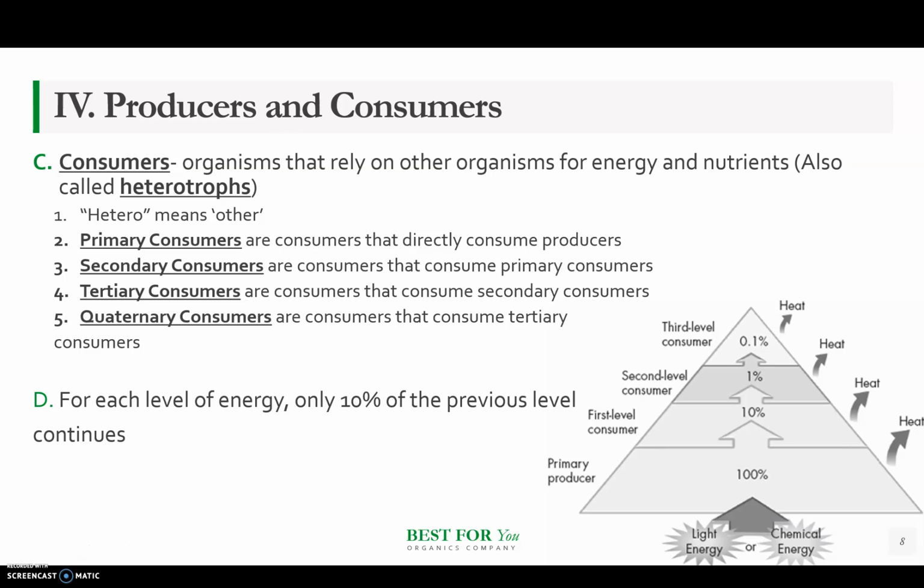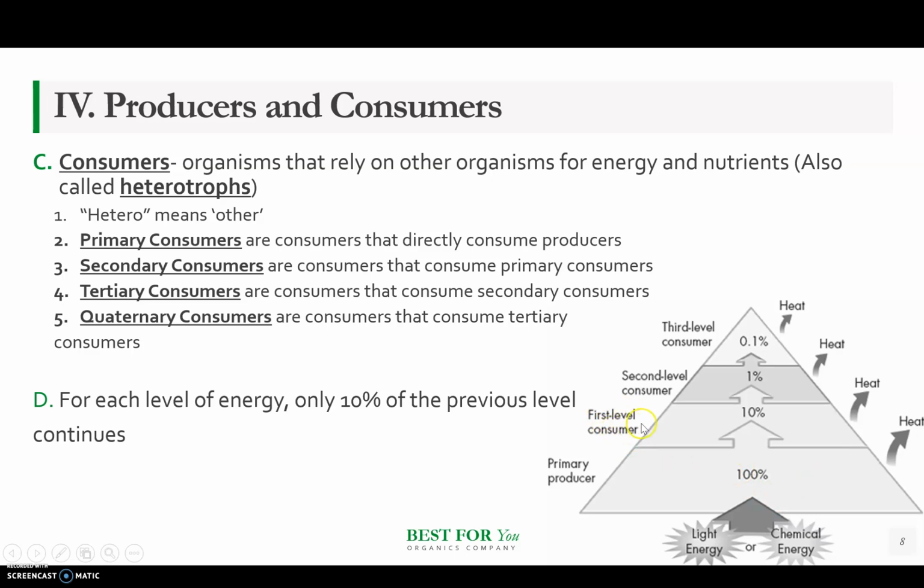Consumers, on the other hand, these guys are also called heterotrophs. Hetero means other, so this literally translates to other food. Consumers are going to be organisms that consume or eat either producers, or they will eat other consumers. So here are the different types of consumers, it literally just goes up step by step. If we look at this energy pyramid down here, you'll see that a producer will have 100% of their energy, which makes sense because they make their own energy.